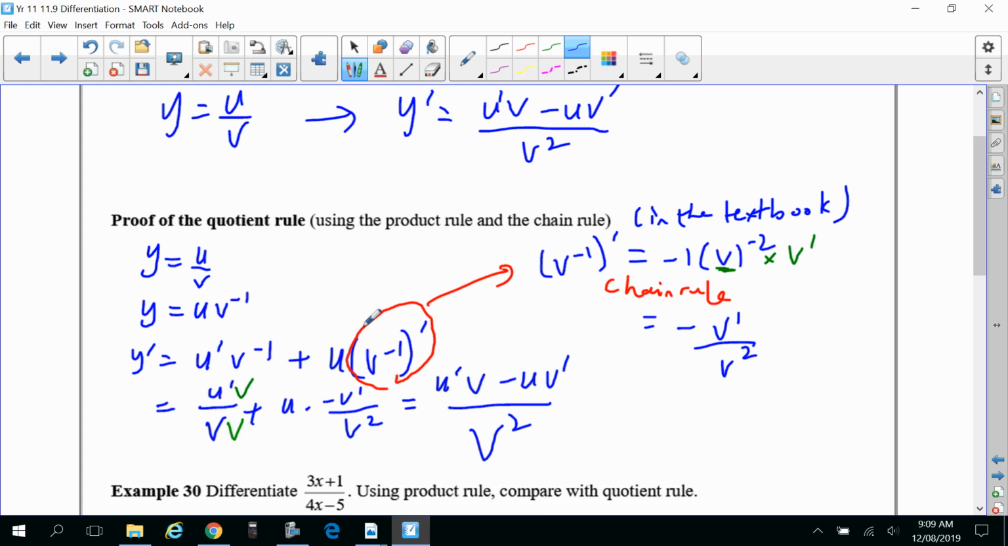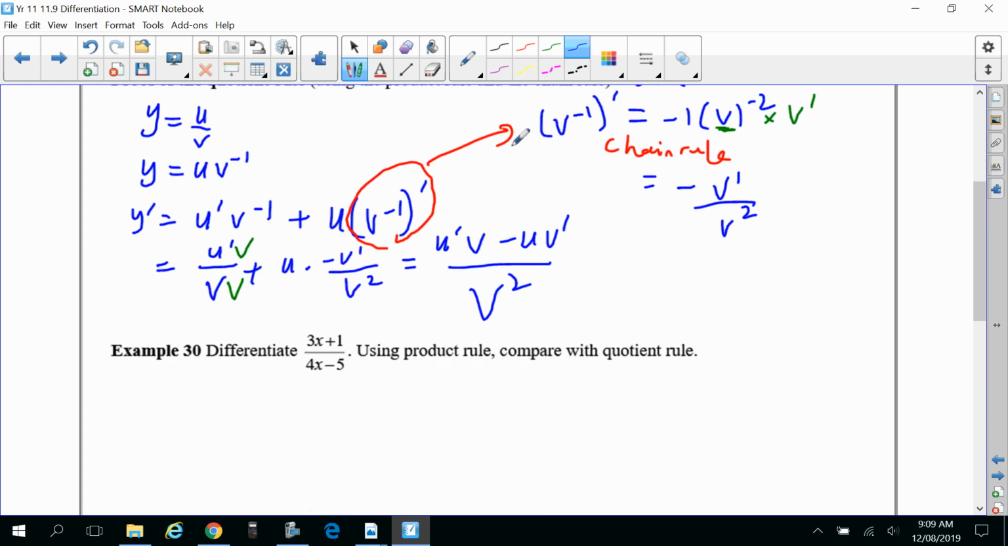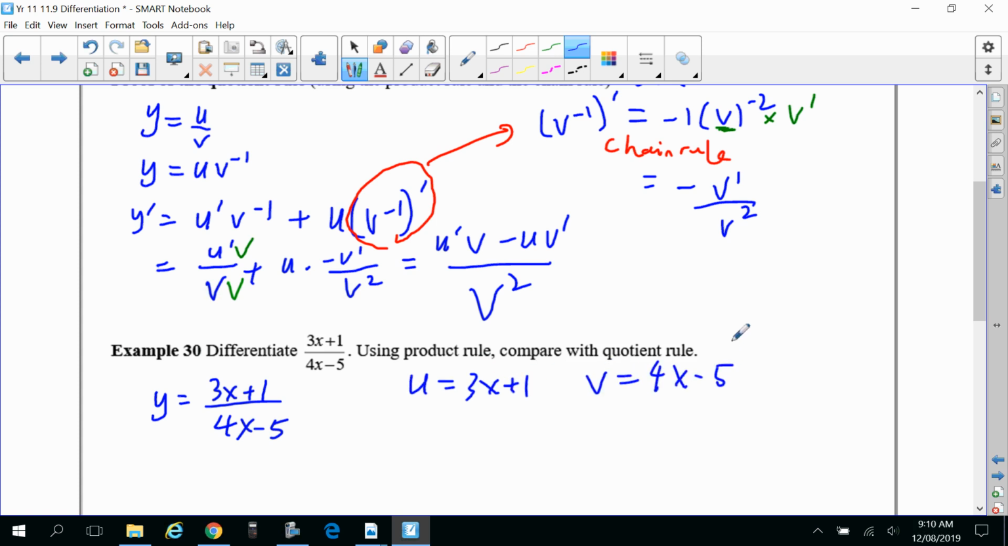So let's do the first question, example 30. y equals (3x + 1) over (4x - 5). The main thing is that you know how to use it. How do I use the quotient rule? You always let the top, the numerator, be u. The denominator is v. That's your first step. And then you find u dash and v dash. u dash is 3, v dash is 4. And cross multiply like we did earlier. Remember, start with the u dash, then the u.